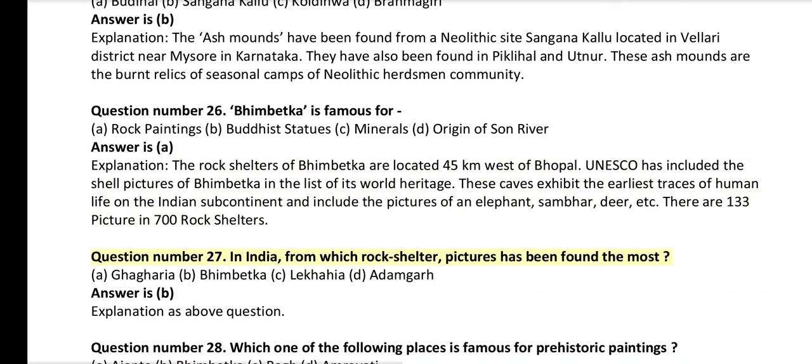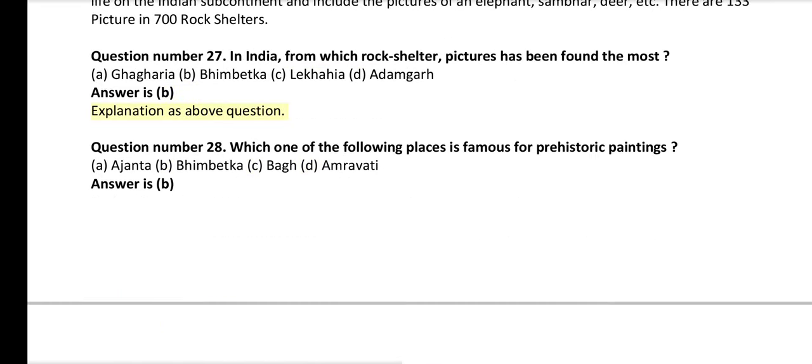Question number 27. In India, from which rock shelter pictures has been found the most? A. Ghagharia. B. Bhimbetka. C. Lekhahiya. D. Adamgad. Answer is B. Explanation as above question.